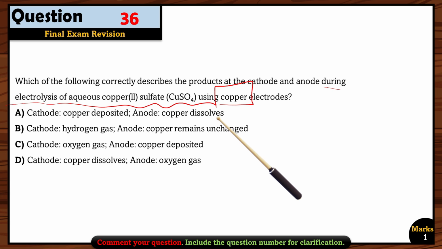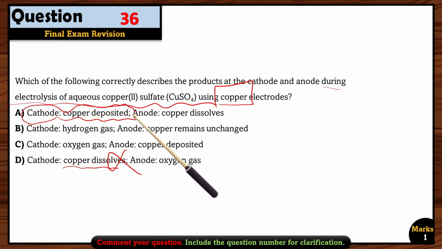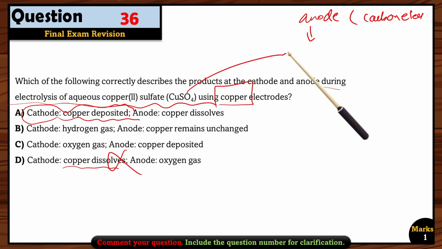So at the cathode, can you find what the copper does? Copper dissolved, so this is wrong. Copper will be deposited there. So at the cathode the copper will be deposited. So this option is the right option. Now let's see the anode. At the anode, if you have carbon electrodes, then you are going to get oxygen, right?